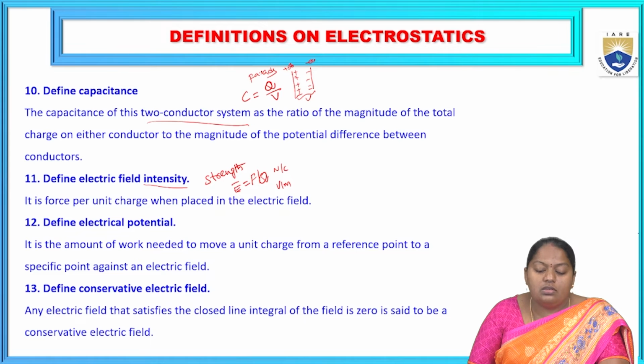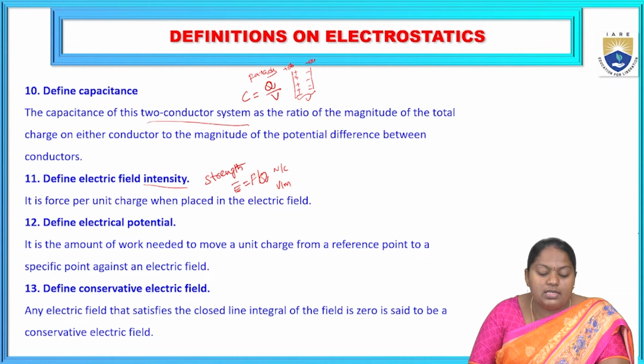So in general it is given by E equal to F by Q. From the force, the Newton equation, force can be measured in newtons and the electric charge can be measured in coulombs. Now from that, electric field intensity is in general measured in volts per meter. According to the definition, it is to be measured in newtons per coulomb.